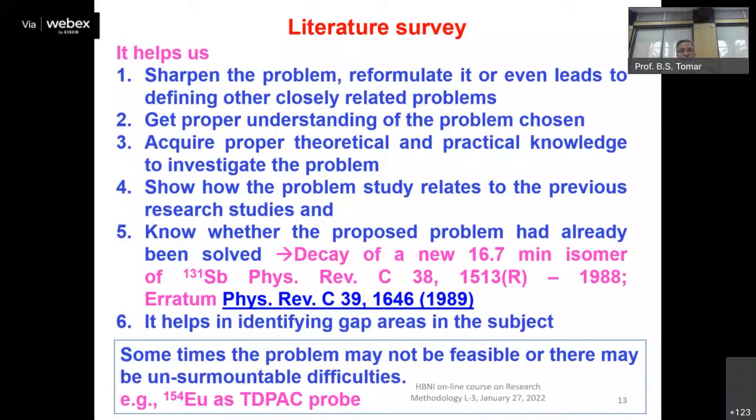But then we found that there were difficulties. There are several gamma rays of 154 europium, and it was difficult to resolve the gamma rays using a sodium iodide thallium detector. This kind of problem arose. Initially we were very much enthused that we were going to use a new probe nucleus. So this kind of thing can happen if you don't do a proper literature survey.